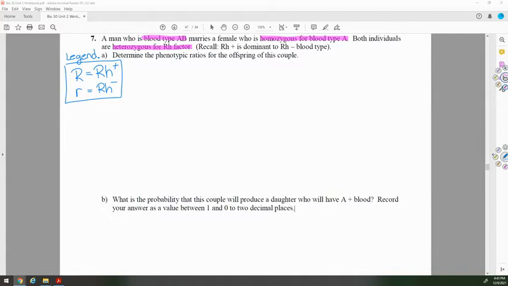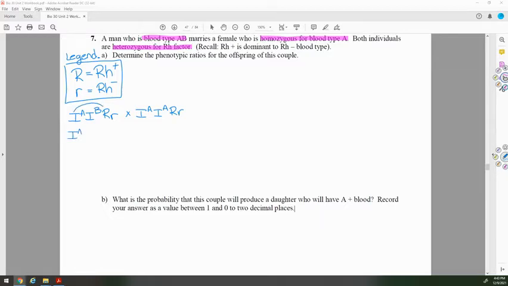Next, we will write the genotype for the man. He is blood type AB, so he's going to have an IA, IB in his genotype, along with a capital R and a lowercase r, because he is heterozygous for the Rh factor. The female is homozygous for blood type A. Homozygous means two of the same alleles, so she has IA, IA, and she too is heterozygous for the Rh factor. So she has big R, little r.